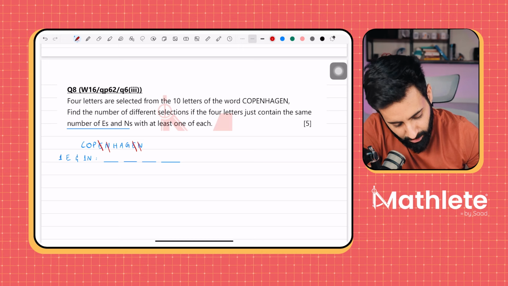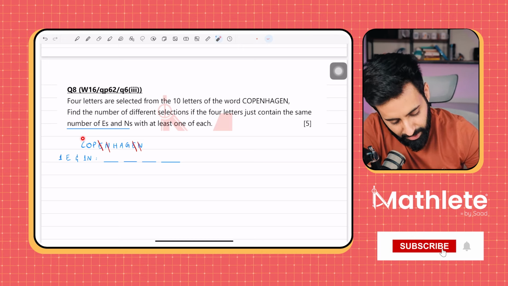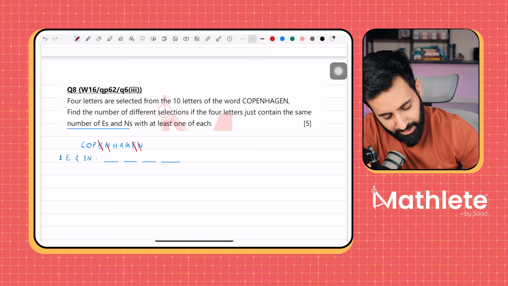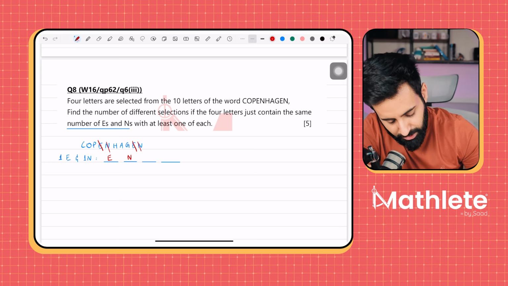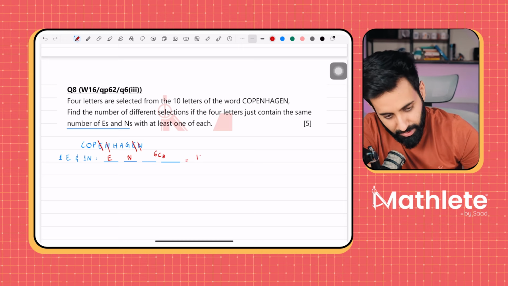Now, how many unique letters are we left with? Remember, we have to count the unique letters. So 1, 2, 3, 4, 5, 6. All the 6 letters are unique. And remember, since we have selected one E and one N, we are now down to just 2 spaces left and we have 6 letters to choose from. So 6C2, which is 30 over 2, that's 15.